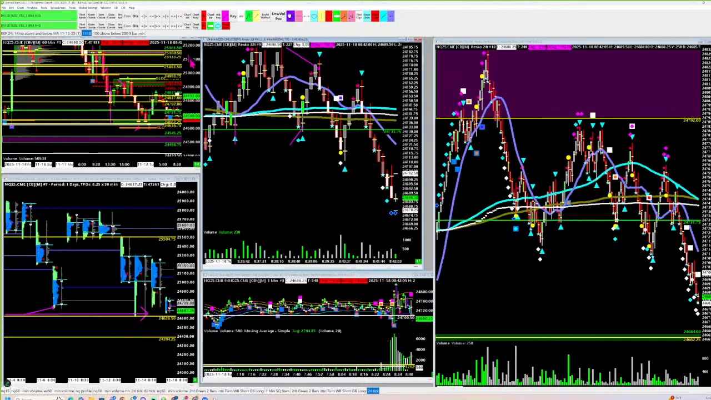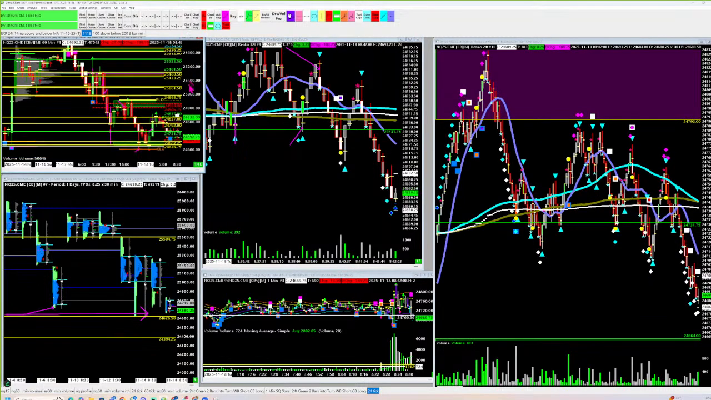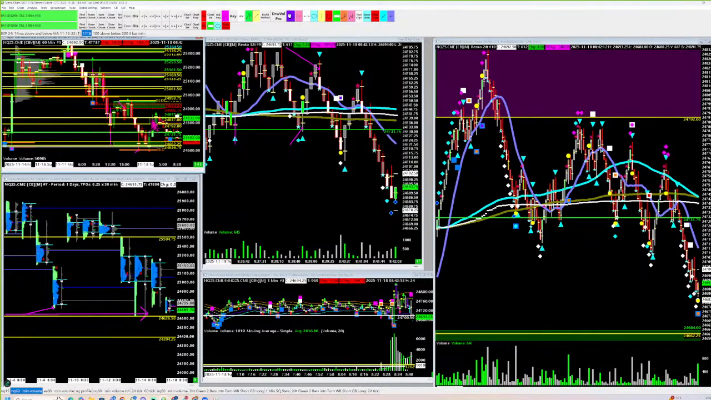And you can see that we have just been testing that 30. You know that 37 has to be gotten over, right? You can just see we're rejecting right out of it.